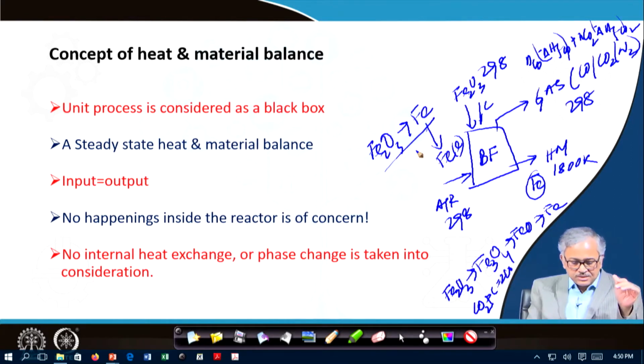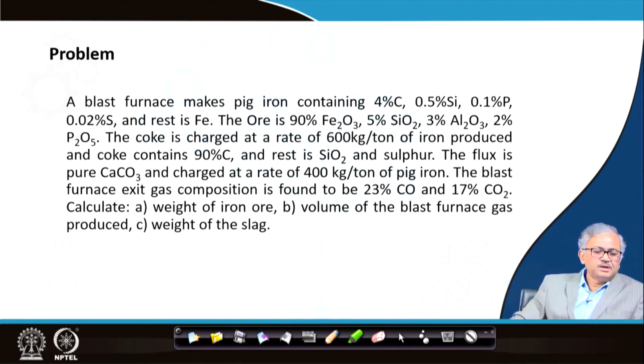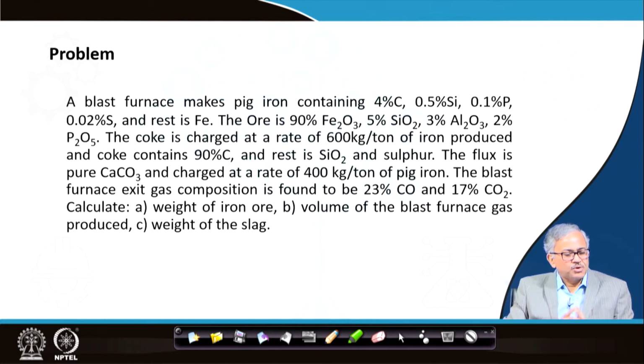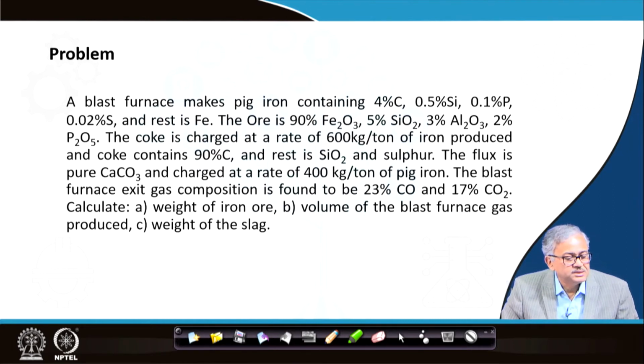So, I think this is simply clear. Now let us consider a problem. Let us read the problem and understand it, and then do the material balance. There is a blast furnace that makes pig iron, and the product composition is given.